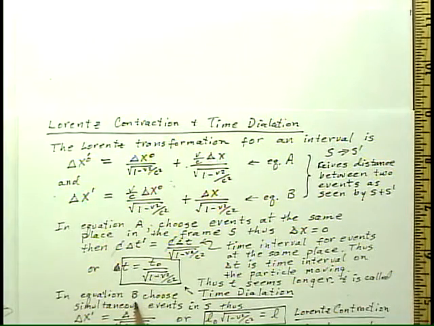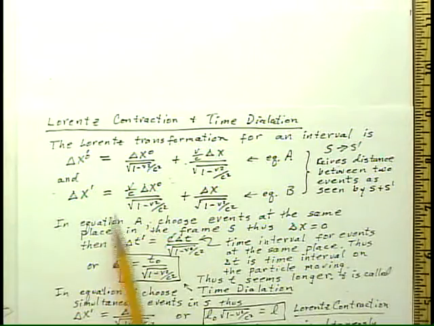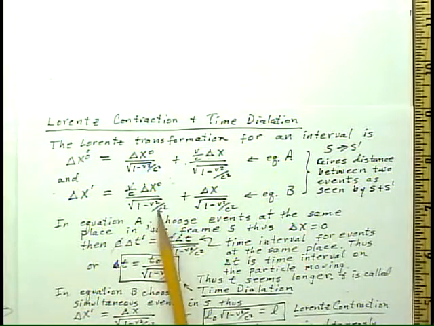Likewise, we can look at equation B, and in equation B we want to now do something different. We want to look at simultaneous events in the frame S. If we look at simultaneous events in frame S using this equation, then of course for simultaneous events delta x naught is equal to 0, and we have delta x prime is equal to delta x over the square root of 1 minus v squared over c squared. Now, that means that if events are simultaneous over here, then they occur at the same time.